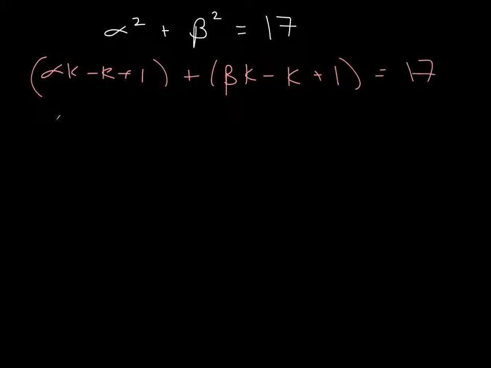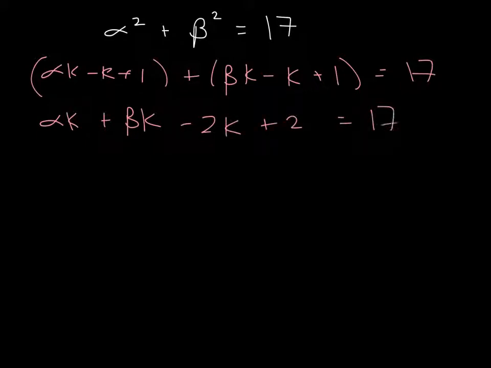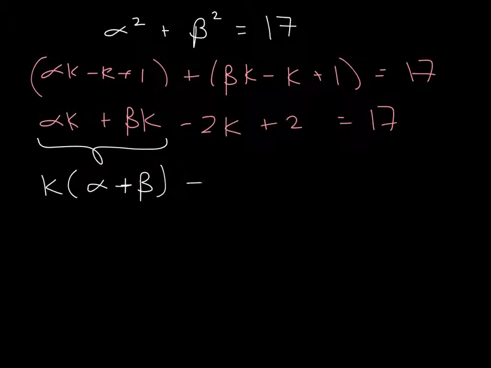And then if we multiply out, we're going to get alpha k plus beta k minus k minus k, so minus 2k plus 2 equals 17. And if you spot what we've got here, this bit, I'm going to have k times alpha plus beta. This is going to be minus 2k minus 15 equals 0.